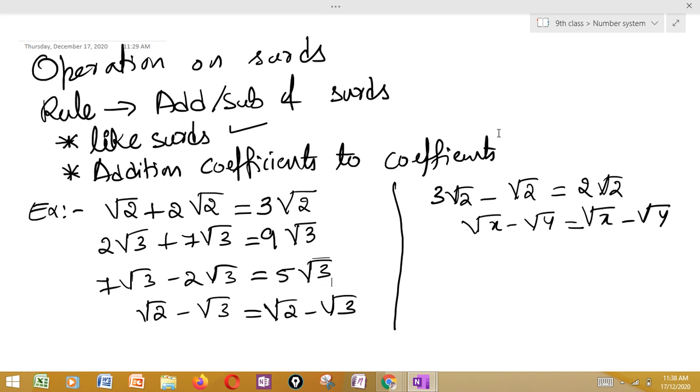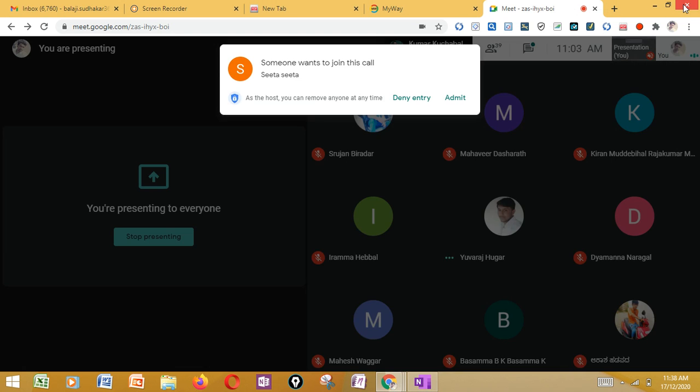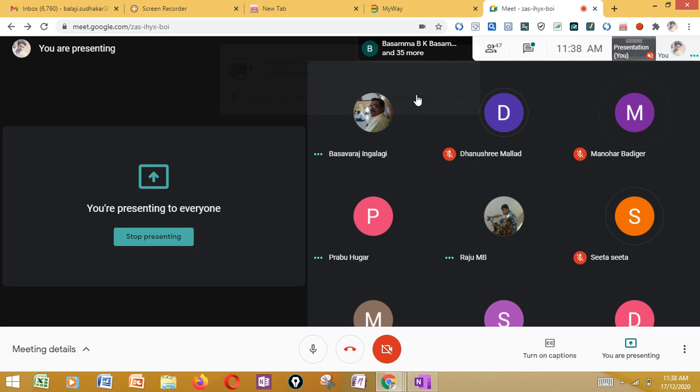There the both things are different. In the next class we are going to see the rule for multiplying the surds. Okay, I hope there is no doubts in today's class. Yes, sir. No, sir.